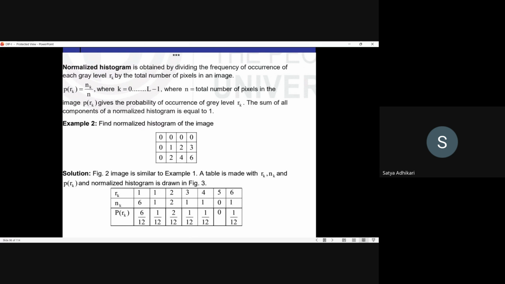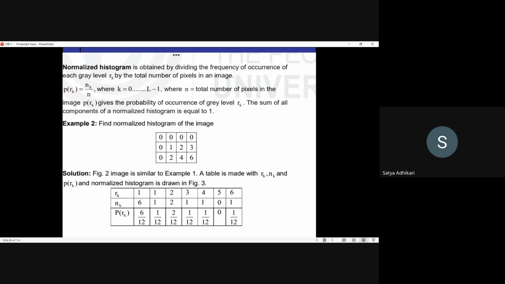You represent it in a table, then draw the histogram. The normalized histogram is different from the normal histogram. Obviously, you see there are different values. The sum of all components of a normalized histogram is equal to 1.